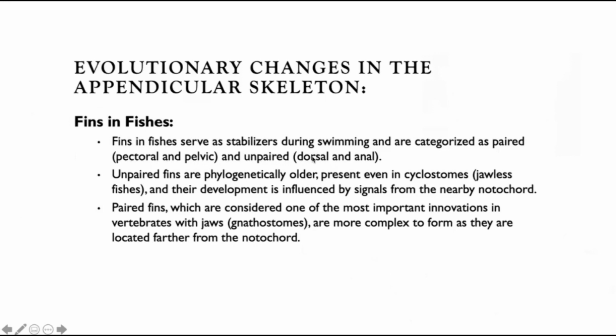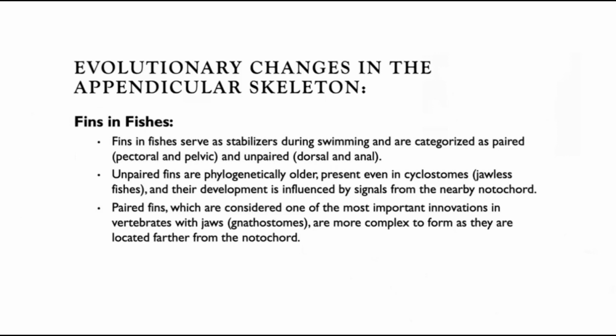That's the dorsal fin. The unpaired fins are phylogenetically older, meaning that the earliest fishes usually only had unpaired fins, right? Meaning that they didn't have fins on either side of their body, just maybe the dorsal one and the caudal one, and that would be it. And you can see this specifically in the jawless fishes that I showed you guys before. They were able to develop this because of the signals that they sent and got from the notochord. That's how they developed their unpaired fins.